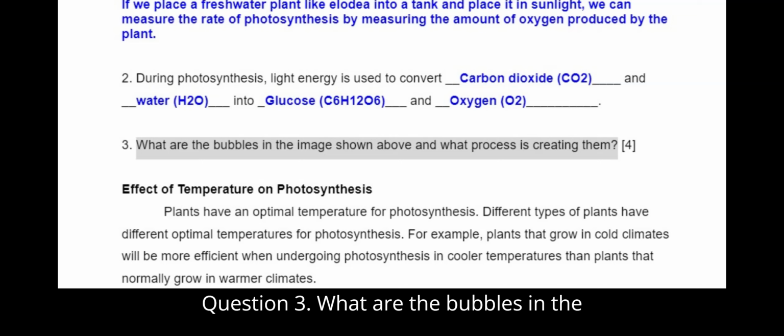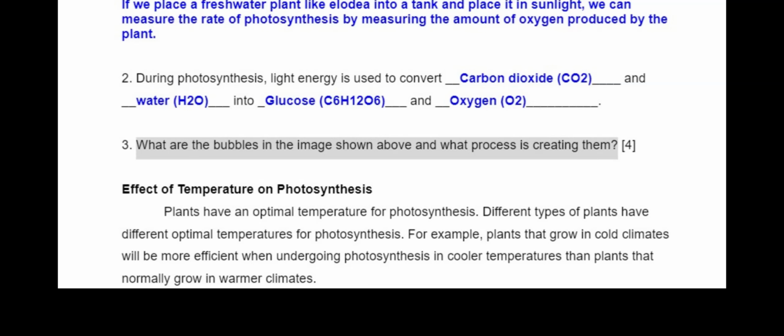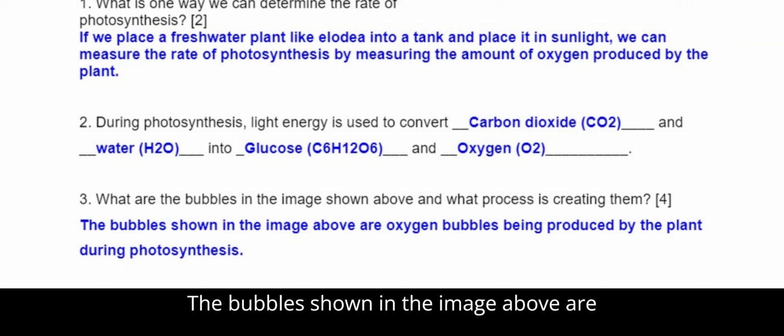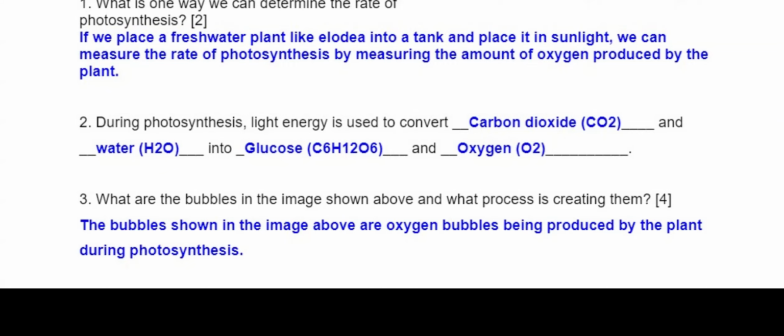Question 3. What are the bubbles in the image shown above, and what process is creating them? The bubbles shown in the image above are oxygen bubbles being produced by the plant during photosynthesis.